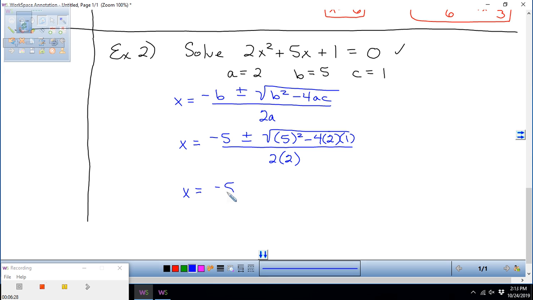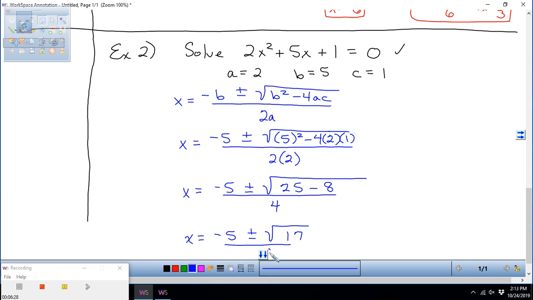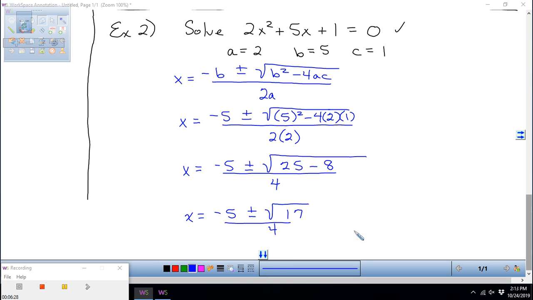We have negative 5 plus or minus 5 squared is 25 minus 4 times 2 times 1, which is 8, all divided by 4. Simplifying a little bit further, we get x equals negative 5 plus or minus square root of 17 divided by 4. And at this point, I can't take the square root of 17, so I'm going to leave that alone. I can simplify, or I can separate it into two parts.